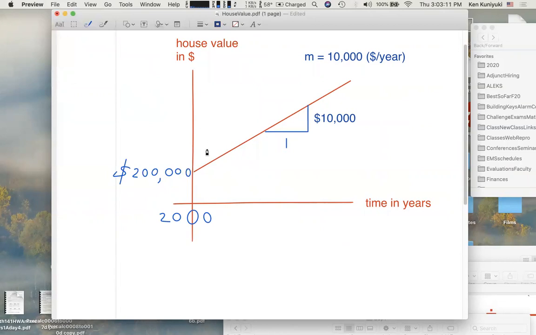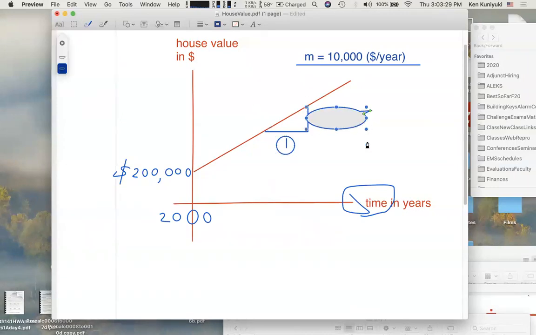And let's say that the value of the house has increased linearly by this rate of change, $10,000 per year, linearly, which means that every time the time increases by 1 year, like so, the value of the house increases by $10,000, like so. All right, 1 year, $10,000, 1 year, $10,000, and so forth.